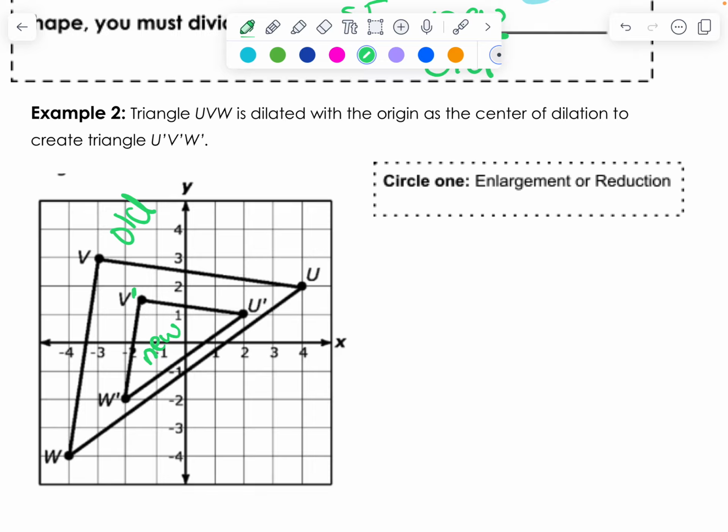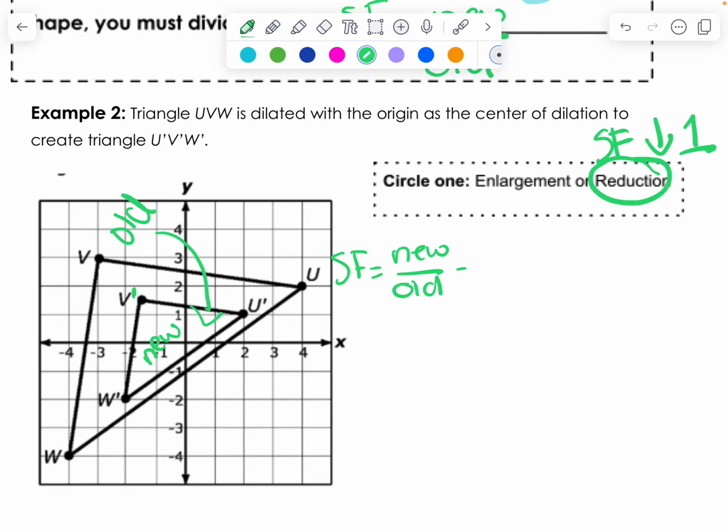Now, did the picture get bigger or smaller? I went from the original to the new, and it got smaller. So I'm going to make a note that my scale factor has to be smaller than the number 1. We're going to follow the steps we did yesterday. We're going to write scale factor equals new over the old.